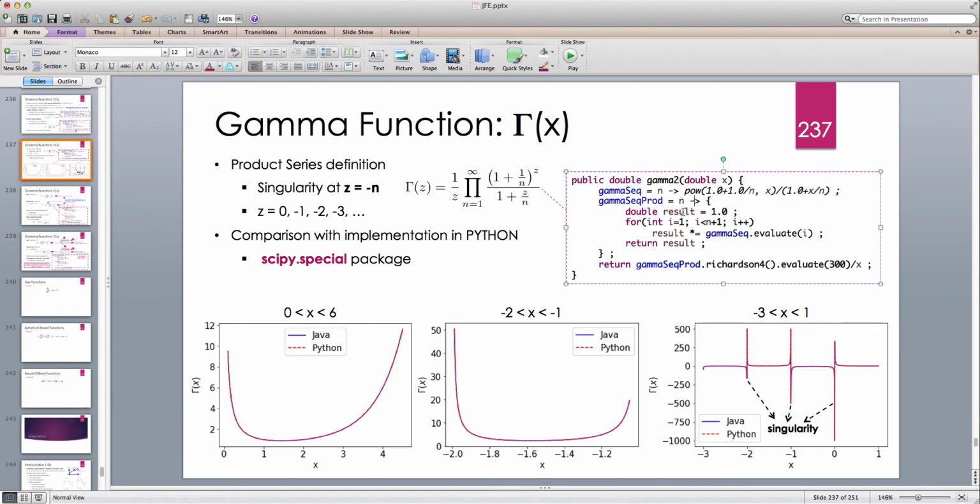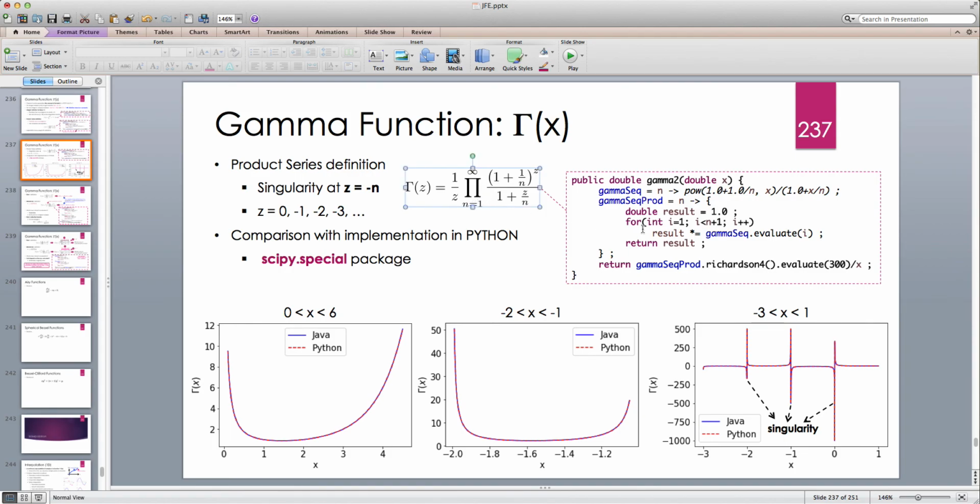And we can go ahead and do a comparison with Python, the similar thing that we did for Bessel functions too. But before doing that, these are the plots of the comparison. As you can see, this implementation is good, and this is the right definition of gamma function in terms of numerical efficiency.